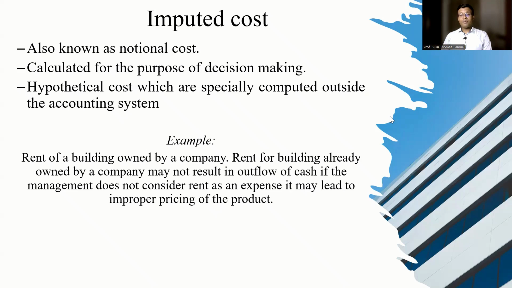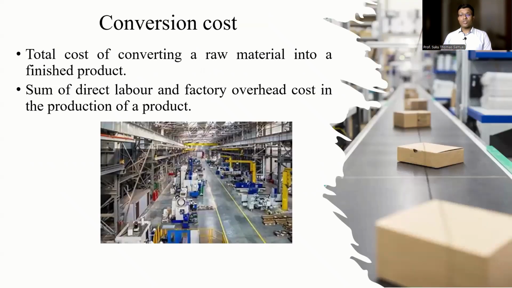The final cost that we will be talking about is the conversion cost. So conversion cost refers to the cost that you incur in converting the raw material into finished goods. So here it's the sum total of all the labor, all the factory expenses that you incur in rolling out your finished product. This is what is referred to as conversion cost.